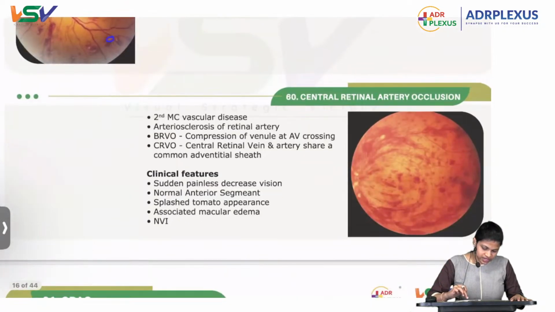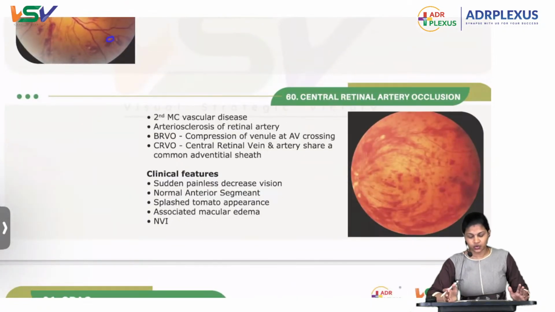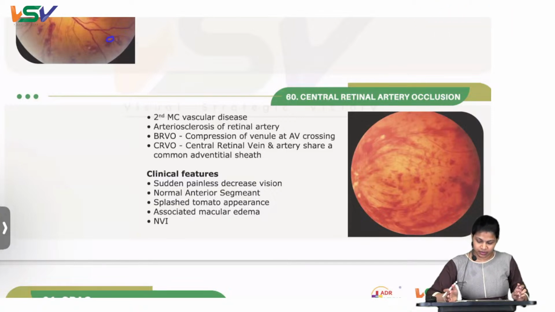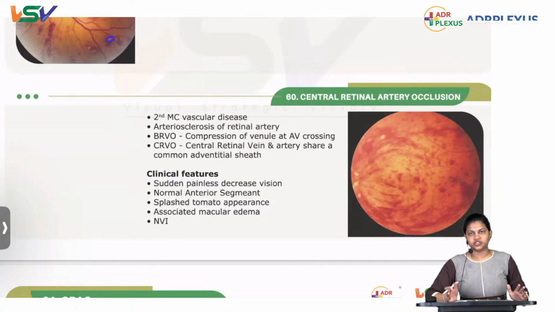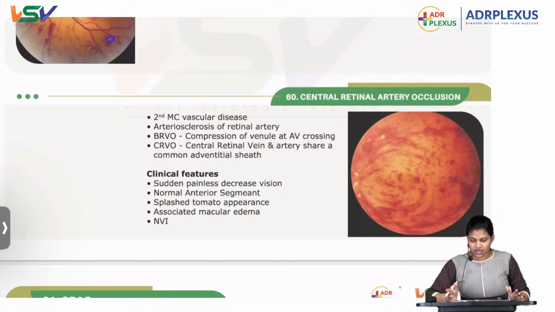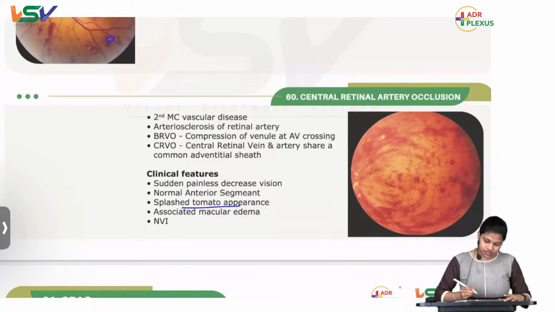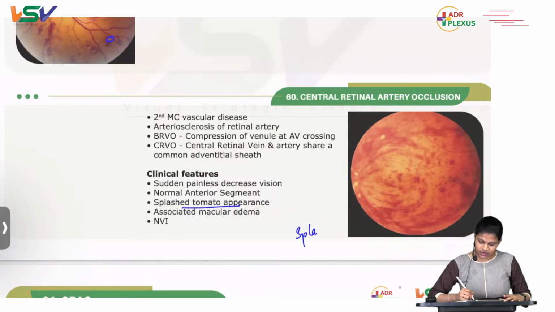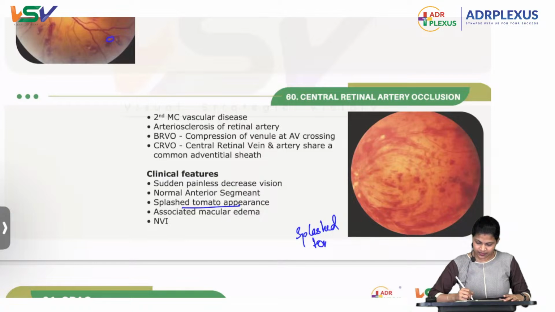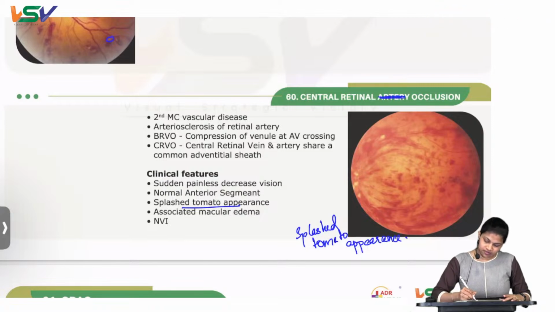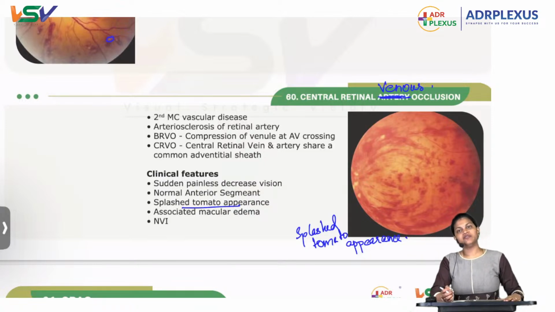Now coming to slide 60. Don't see the topic, just see the diagram of the image. So what do you see? It is a fundus picture, and it is full of reddish color. This is a splashed tomato appearance. Okay, splashed tomato appearance. And yes, you are right. This is central retinal venous occlusion. This is not artery. This is vein. So this is central retinal venous occlusion, which has the splashed tomato appearance.